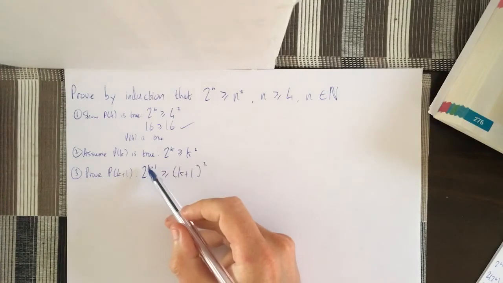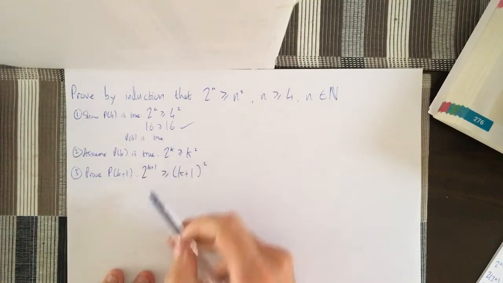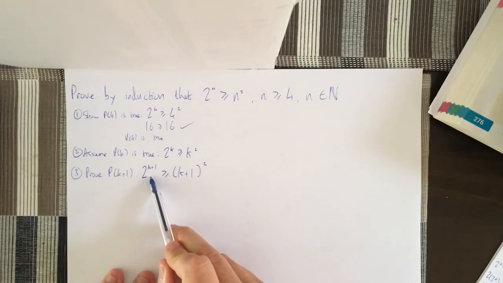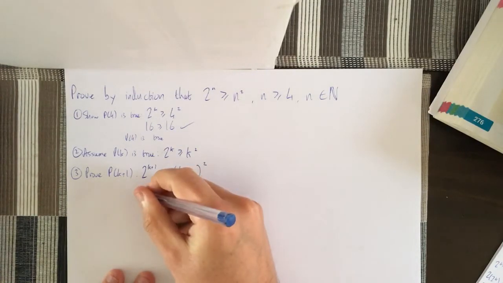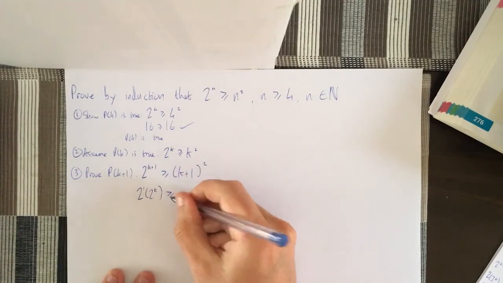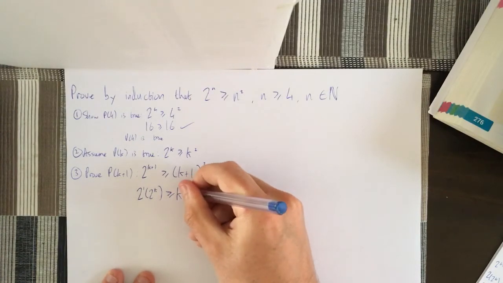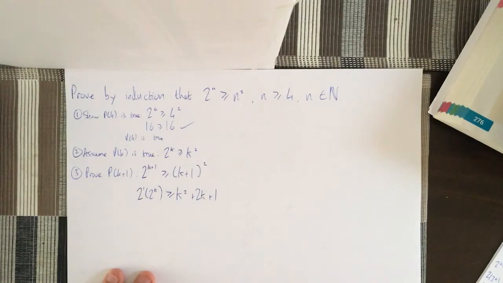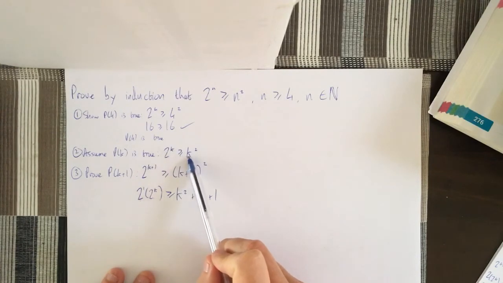Just like in any of the induction questions I've done, I'm going to split this up using that rule of indices. That's the same thing as 2 to the k multiplied by 2 to the 1. It's greater than or equal to, let's just multiply that out, k squared plus 2k plus 1. Now, I've got 2 times 2 to the k here, and up here I've got 2 to the k is greater than this.